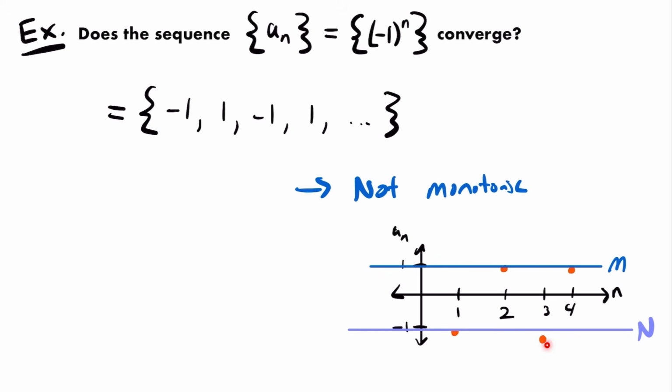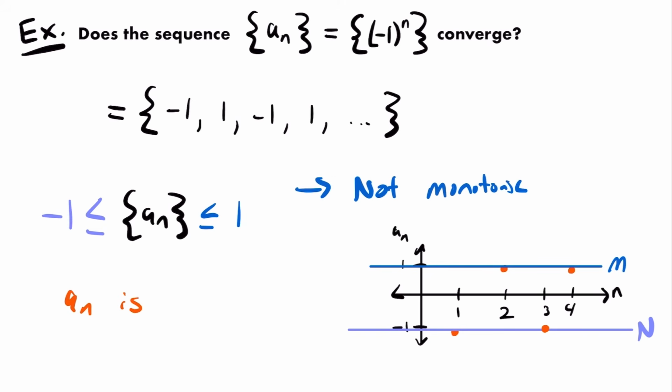Now that dot right there is a little bit lower than it should be, and so if I fix that real quick, it should be right at negative 1. It shouldn't be below that line. But anyway, you get the idea that this sequence is bounded above by m, where m is equal to 1, and bounded below by n, where n is equal to negative 1. And so our sequence, a sub n, is less than or equal to 1, but greater than or equal to negative 1. All right, so a sub n is bounded, but it's not monotonic, and so we cannot conclude that it converges.